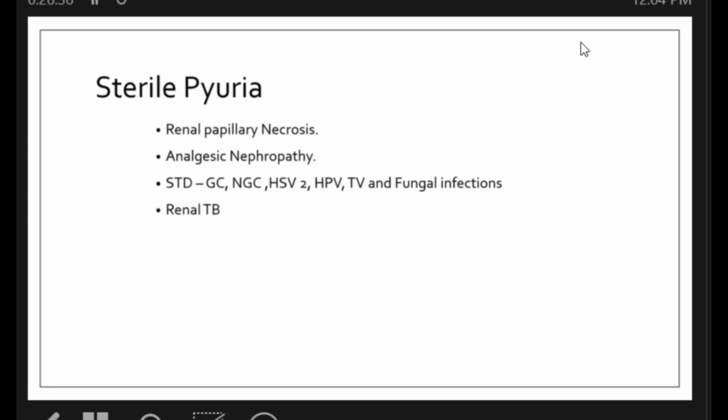When you get the urine culture, it is the gold standard to diagnose UTI, but sometimes the urine culture is negative. The first possibility is renal papillary necrosis. In a lot of our elderly patients, they abuse analgesics. Patients with analgesic-induced or chronic interstitial nephritis can have persistent pyuria, and your pus cells are present, but your urine culture is negative.